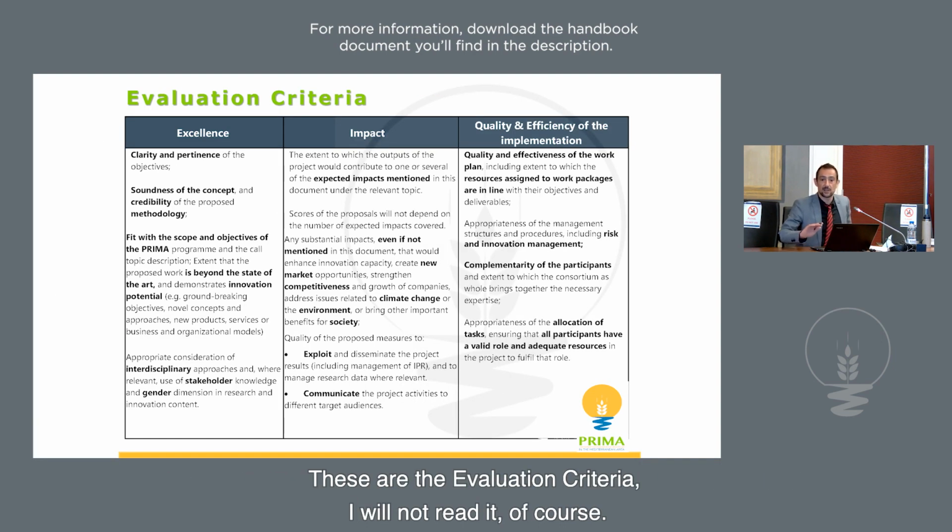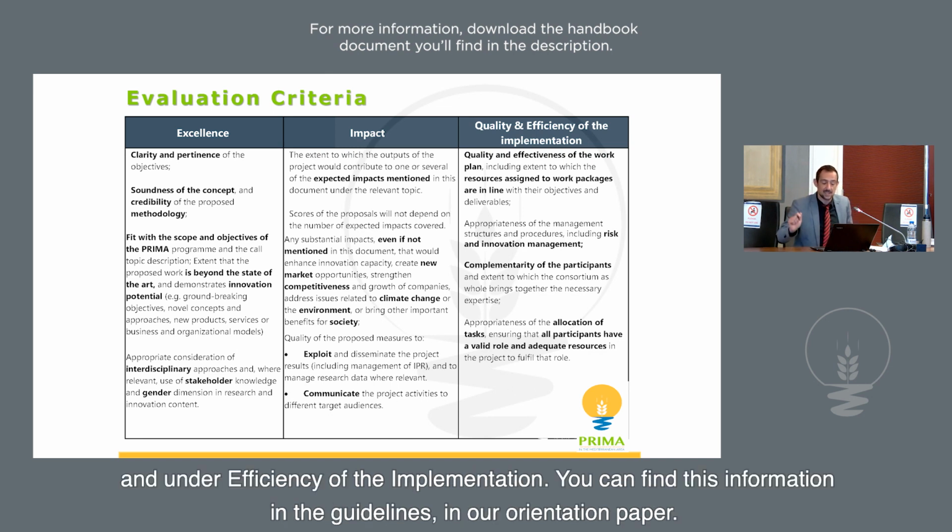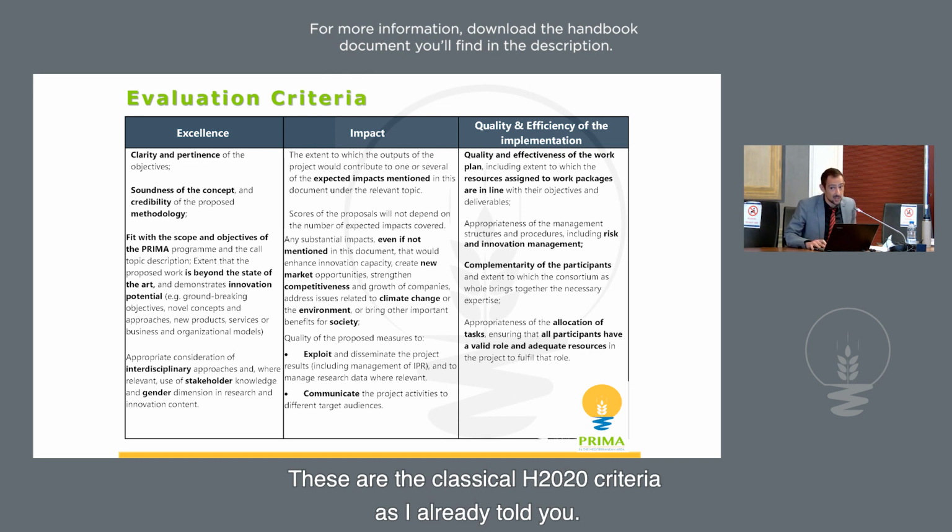Next one. Here, these are the evaluation criteria. I will not read them, of course. These are the details of the criteria, so what there is under excellence, under impact, and under the quality and efficiency of the implementation. You can find this information in the guidelines and in our orientation paper. These are the classical H2020 criteria, as I already told you.